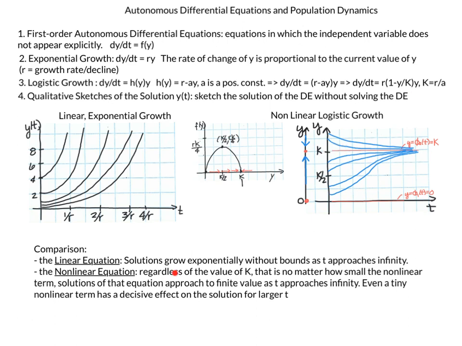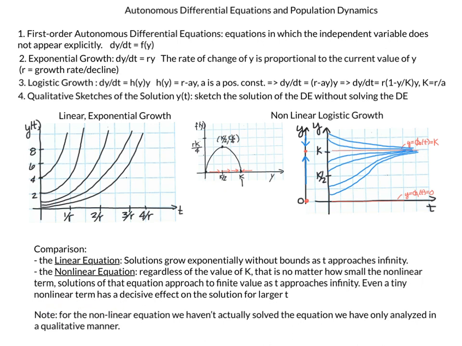So in other words, no matter how small the nonlinear term, in other words, no matter how small this y over k multiplied by y is, solutions of the nonlinear equation approach a finite value as t approaches infinity, as opposed to the linear equation, which grows without bounds. So even a tiny nonlinear term has a decisive effect on the solutions for larger values of t.